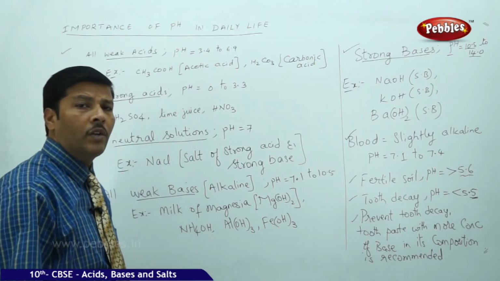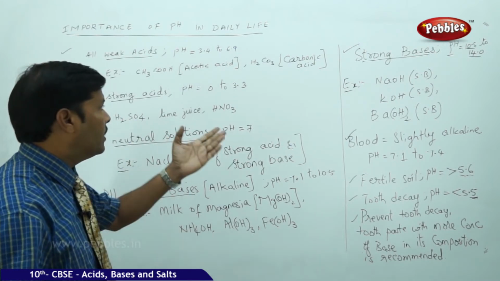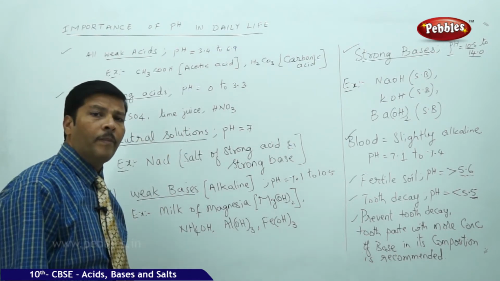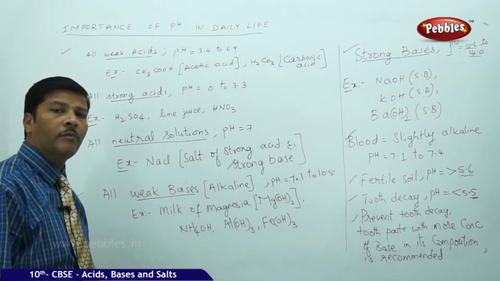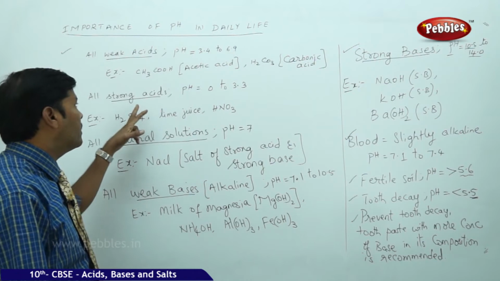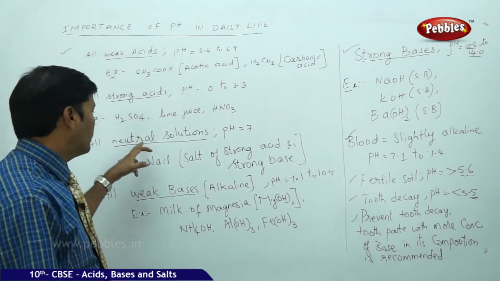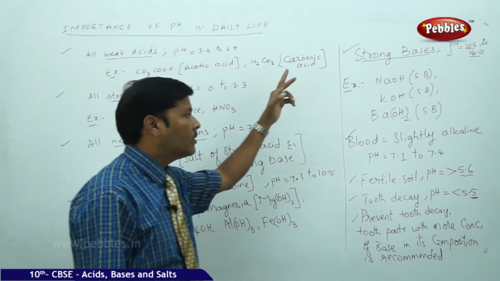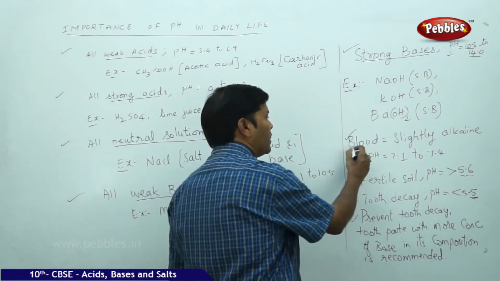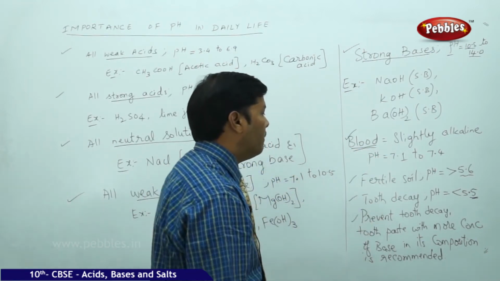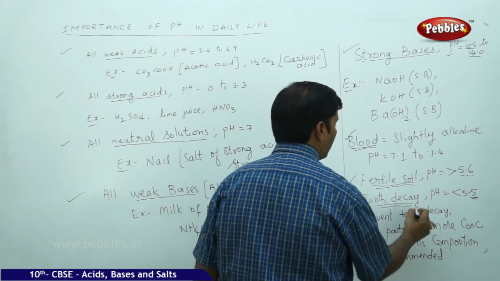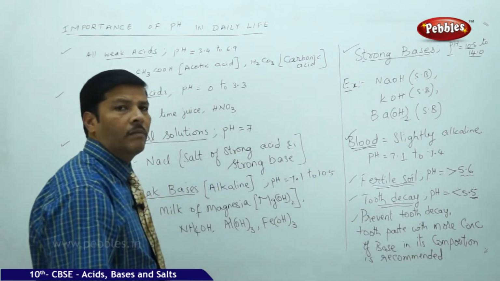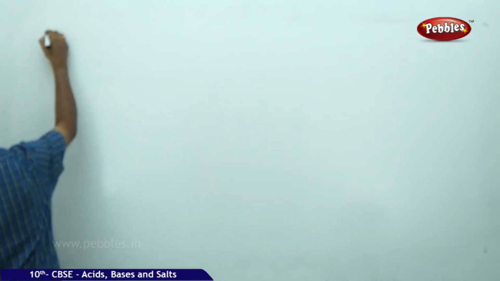So we have studied a variety of examples with different ranges of the pH scale. We were able to classify the application of the pH scale in the form of weak acids, strong acids, neutral solutions, weak bases, strong bases, and also blood. Blood is a part of the pH scale. Fertile soil is a part of the pH scale, and tooth decay is also a part of the pH scale. Let us have some illustrative questions.